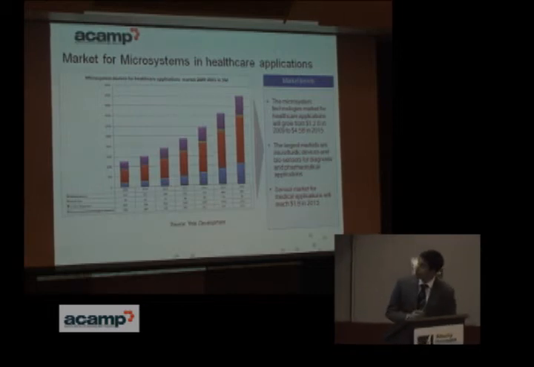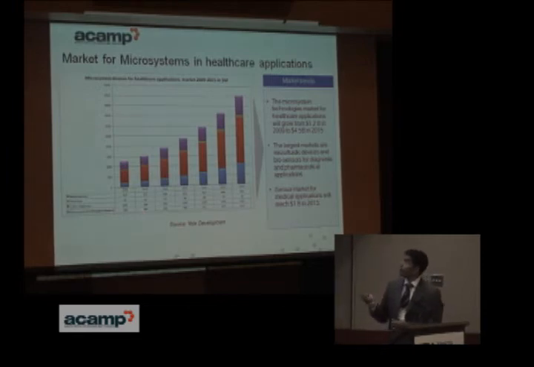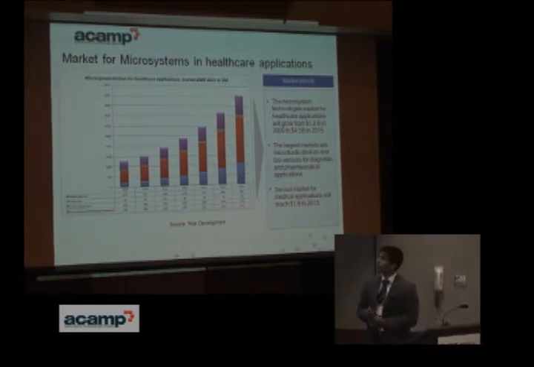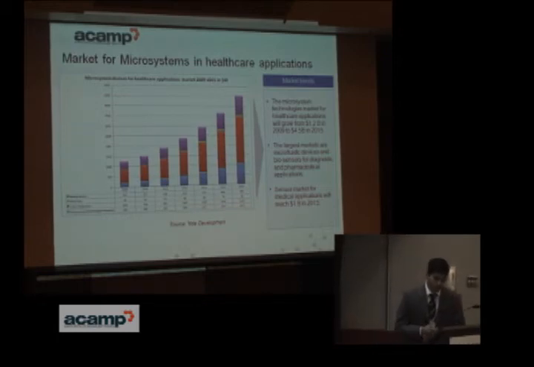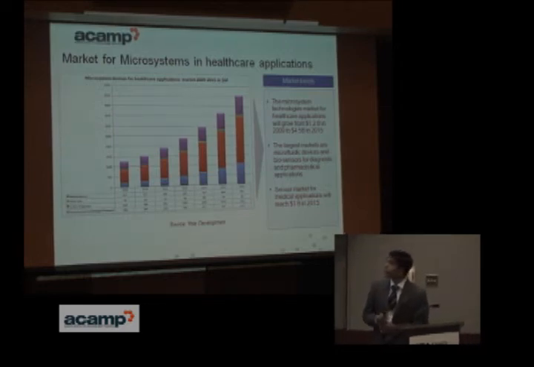So if you can see here, in 2009, it's already about 1.2 billion, and they predict that it's going to grow by 2015 to about 4.5 billion. So that's a significant growth. And it comes in 4 areas as it's shown. It's medical devices, home care, diagnostics, and pharmaceutical products.